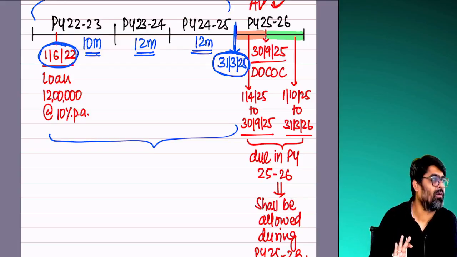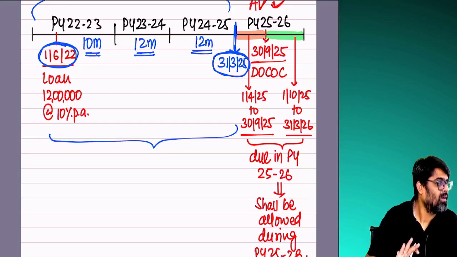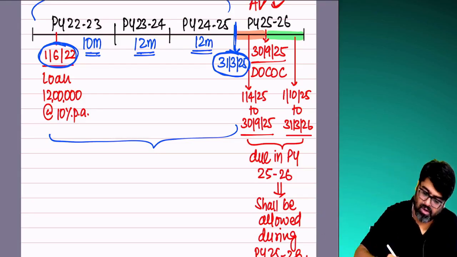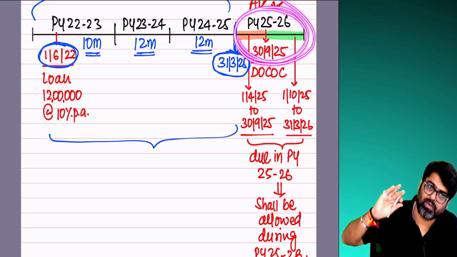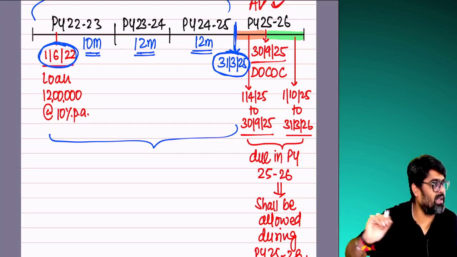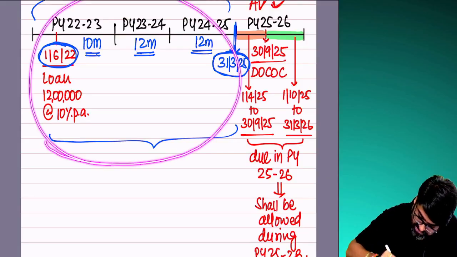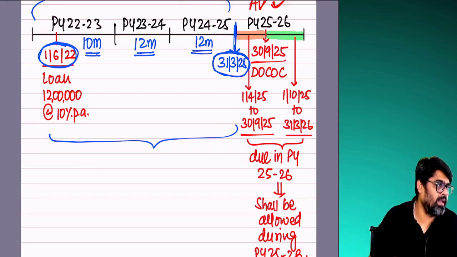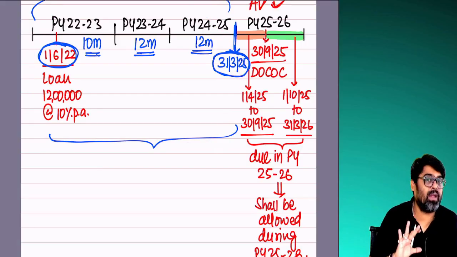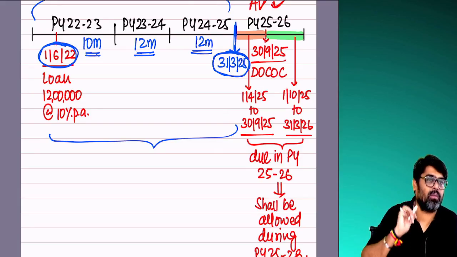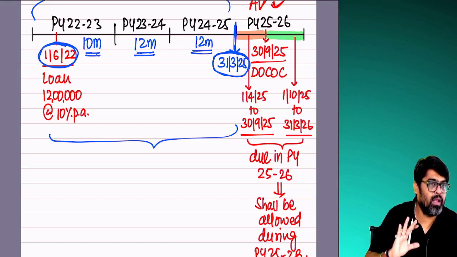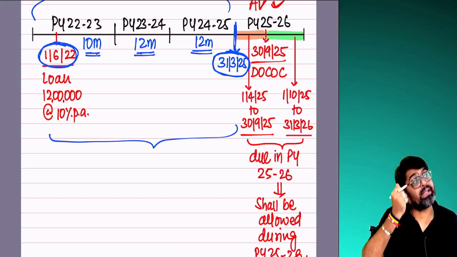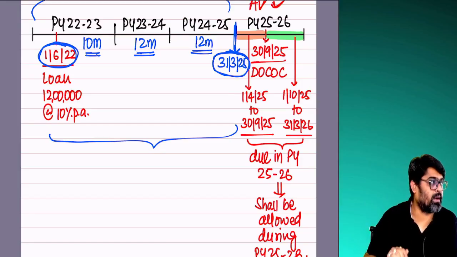Not just the normal interest of 25-26, this year's interest, we are going to allow. Not just this, but even the pre-construction interest will be allowed as a deduction under 24 clause B. But it will be allowed in 5 equal annual installments, starting from the year in which the construction was completed. What did I say? Starting from the year in which the construction was completed.